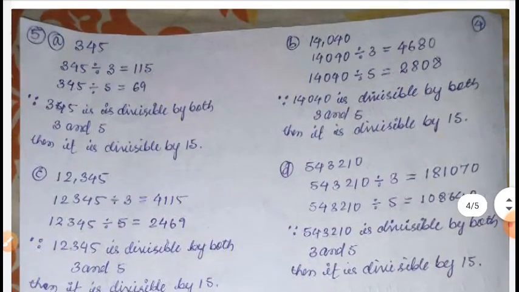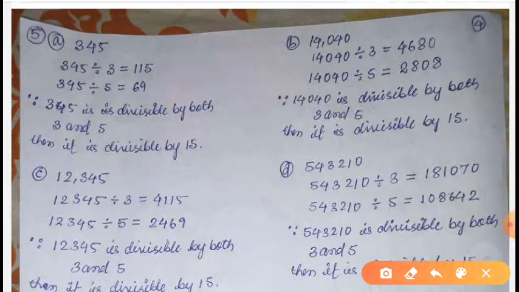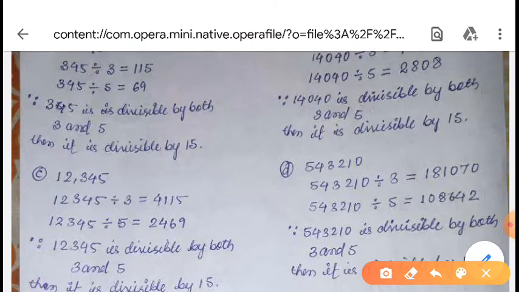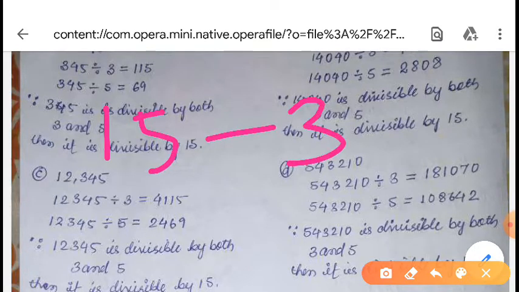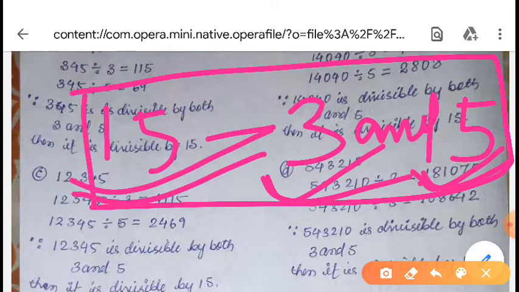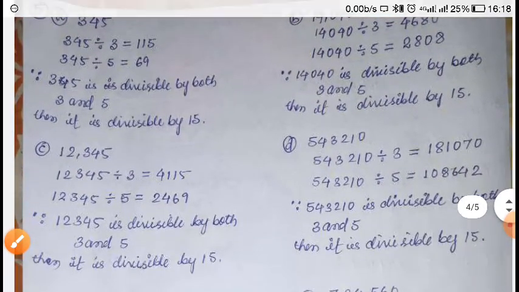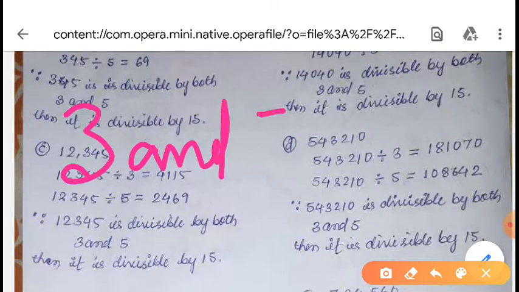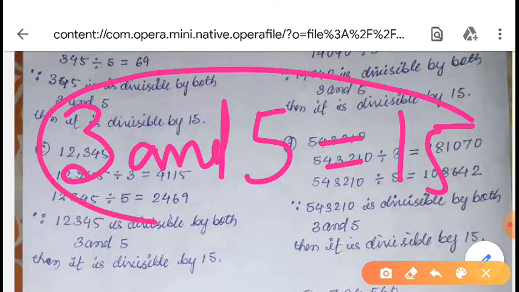In question number 5, what they have asked is to determine whether the following numbers are divisible by 15. You have to keep in mind that directly determining divisibility by 15 will become difficult. So you just have to remember this: if any number is divisible by 3 and 5, then you can easily tell that the number is divisible by 15 also. I hope all of you are understanding, no? If any number is divisible by both 3 and 5, not just one, then it will be divisible by 15. I hope all of you have understood this.